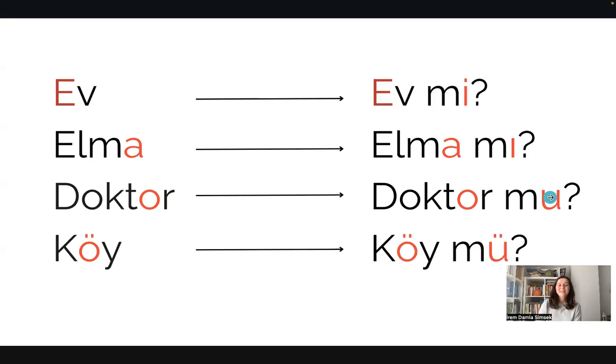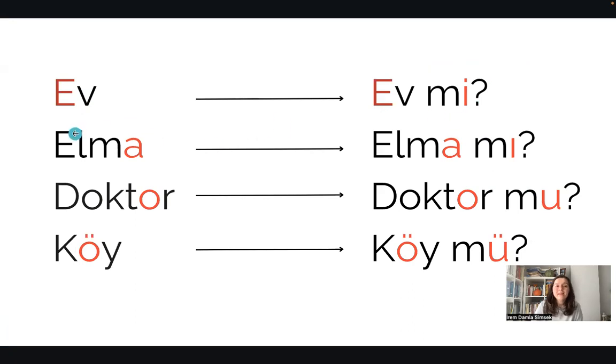For example, ev, house. Ev mi? Is that a house? So e is the first and final sound. It's a vowel. This vowel is e. So what do you do? You continue with mi. Ev mi.